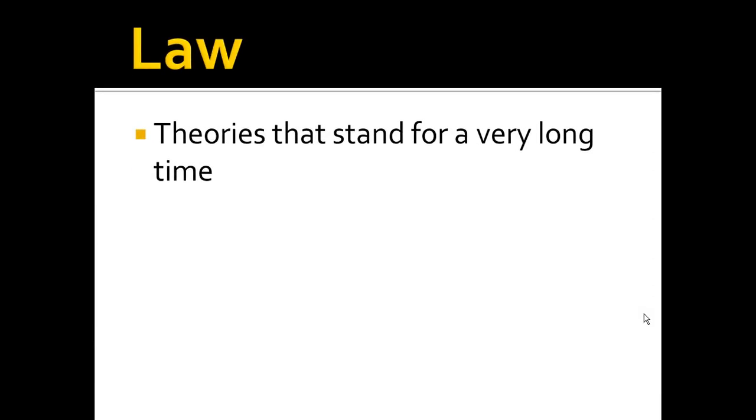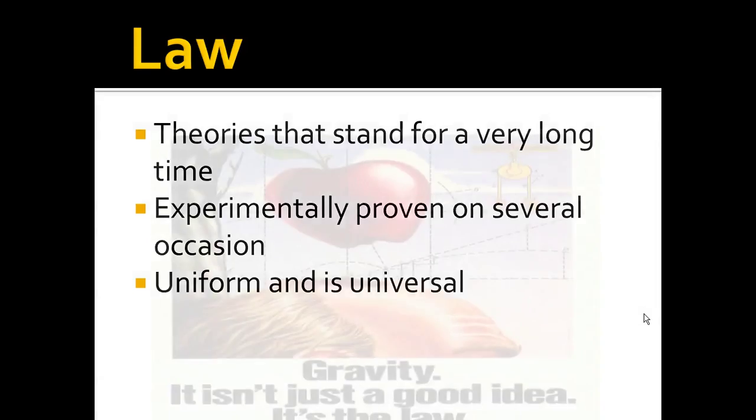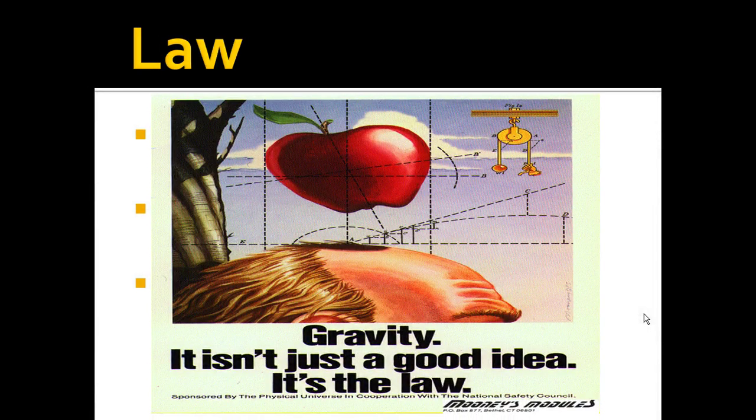A scientific law, on the other hand, is actually a theory that has stood for a very long time. It can be experimentally proven on several occasions. It is uniform and universal. An example of a law is the law of gravity. Now, between a theory and a law, let me explain.